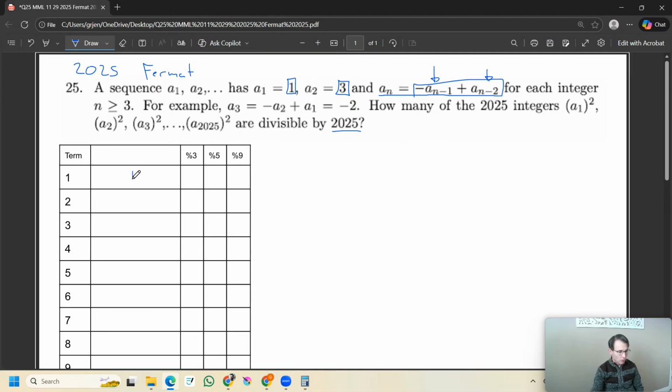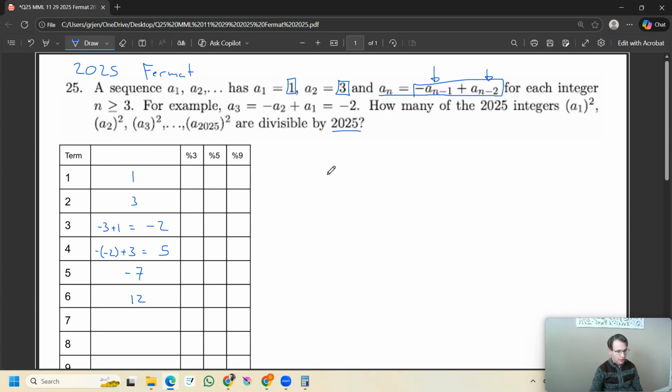So if we start 1, 3, our next one will be negative 3 plus 1 equals negative 2. And the next one would be negative 2 plus 3 will equal 5. And then you do negative 5 minus 2 is minus 7. Negative 7 plus 5 is 12. And we're going to use a calculator to build that out in just a moment.